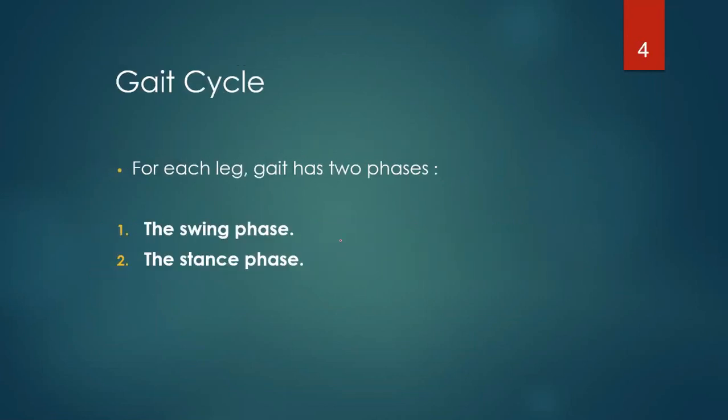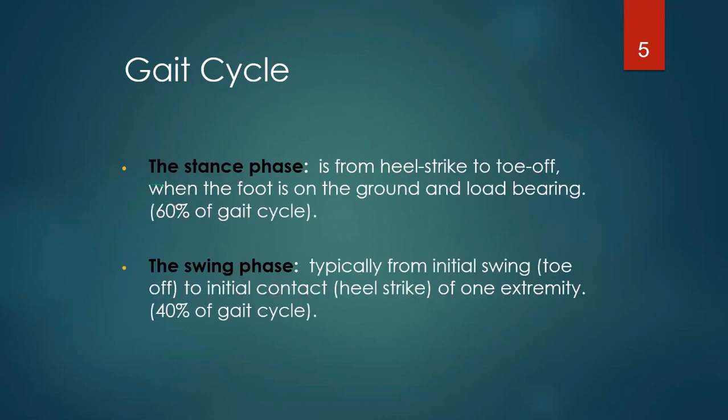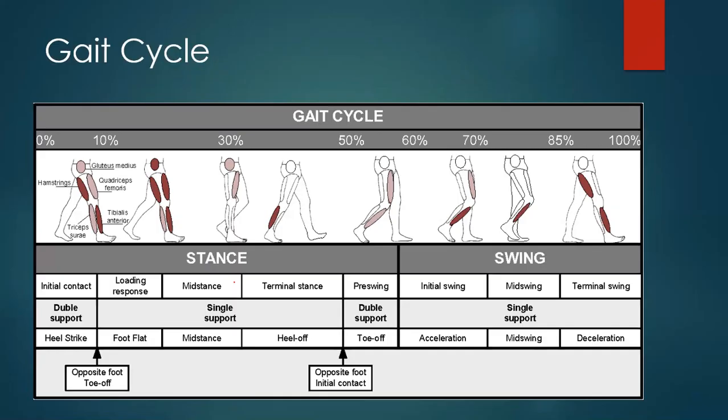We have two phases of the gait cycle: the swing and the stance phase. The stance phase is from heel strike to toe off, when the foot is on the ground and load bearing. It's almost 60% of the gait cycle. The swing phase is when the foot is off the ground, typically from the initial swing toe off to initial contact heel strike of the one extremity. Usually it is 40% of the gait.